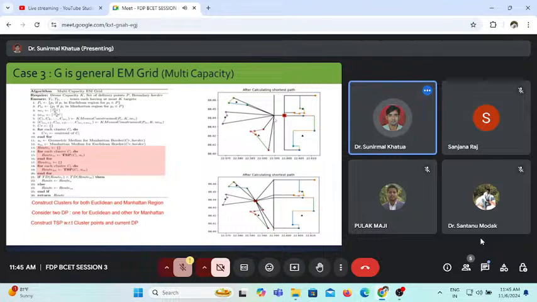And we have to compare the result. So we have to take either the delivery points in the Euclidean or the delivery points in the Manhattan, whichever minimizes that value. So that can be considered a good heuristic to find the total sum of the distances covered by the tours in multi-capacity, general EM grid as well.